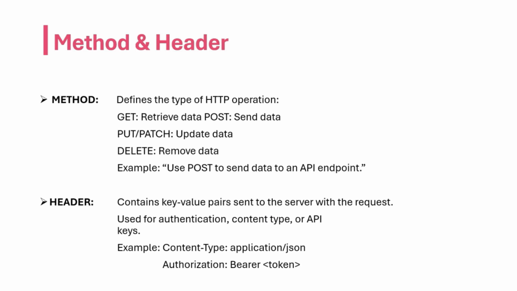Then second is method. The method defines what you want to do. There are basically four: GET, which retrieves your data; POST, which sends your data; PUT or PATCH, which update or modify your data; DELETE, which removes your data. For example, we use POST to send data to an API endpoint. Then comes header. Header contains key value pairs which are sent to the server with the request. So basically, header contains extra information like content type or authentication.